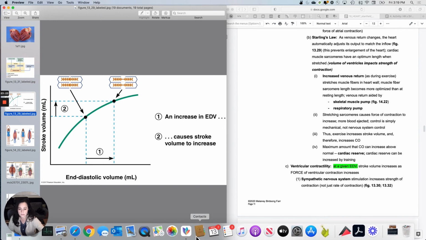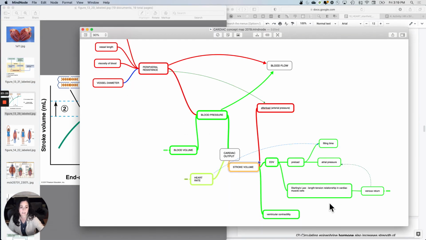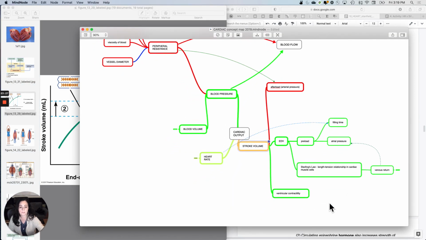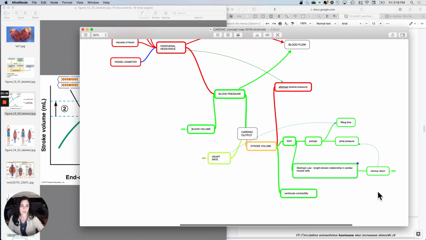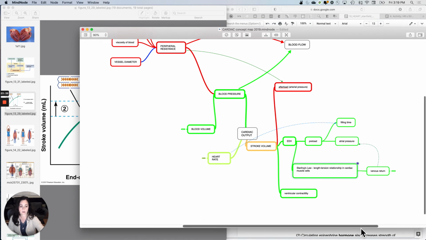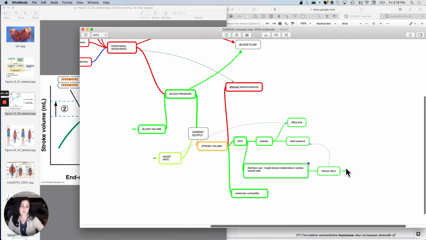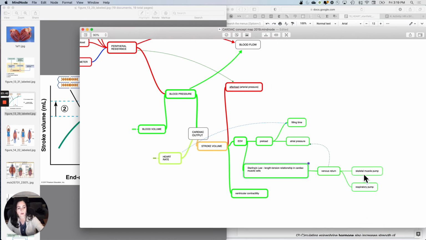So let's go back to this one more time, and then I will end this video. So Starling's law, it's the length-tension relationship in cardiac muscle cells, okay? And it has to do with venous return. Oh, there. It has to do with venous return, and what impacts venous return? The skeletal muscle pump and the respiratory pump.